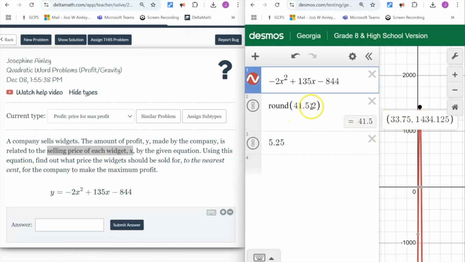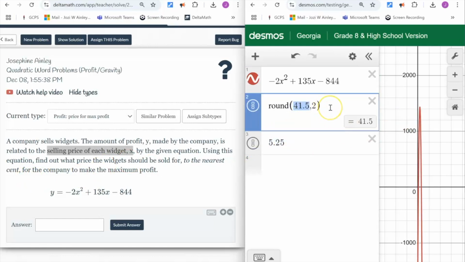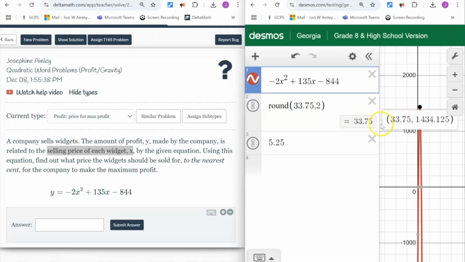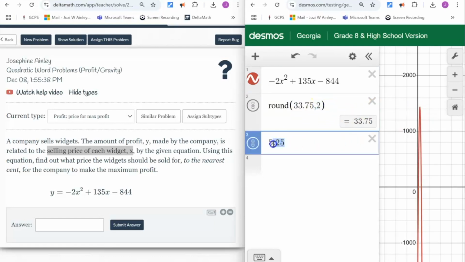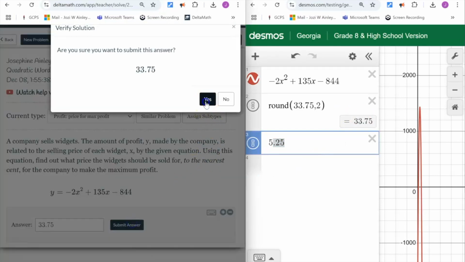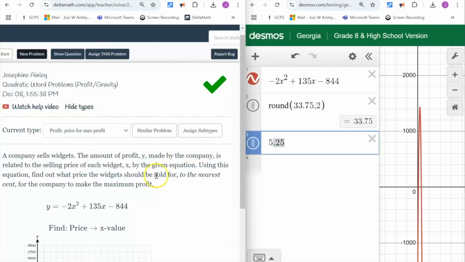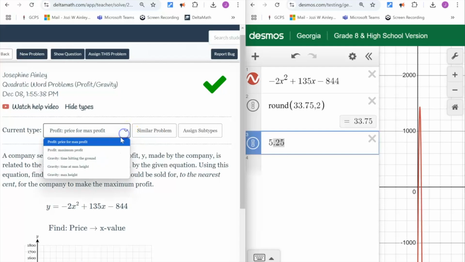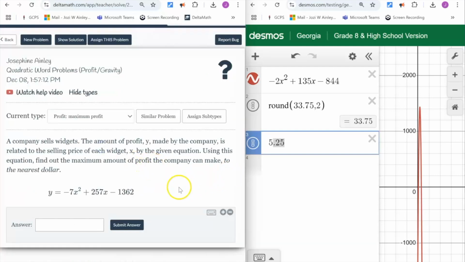So my X value is 33.75. 33.75, 2 numbers because there are 2 numbers in money, and so the answer is still 33.75. So really, when they're talking about revenue, there are mainly 2 questions they want to ask you. They want to know, how do I maximize profit, and also what price do I sell it at in order to maximize profit. So let's take a look at another question.